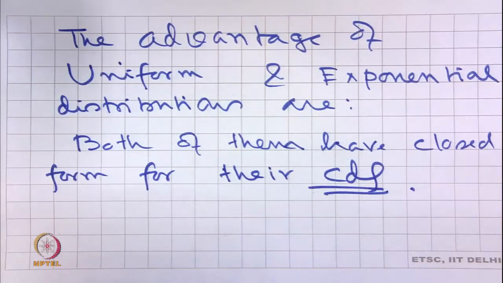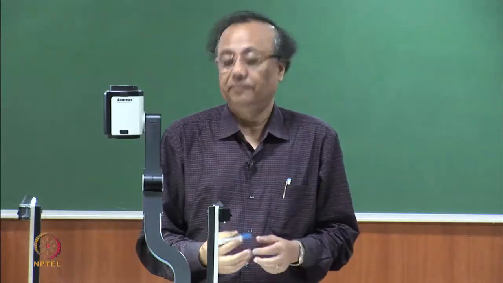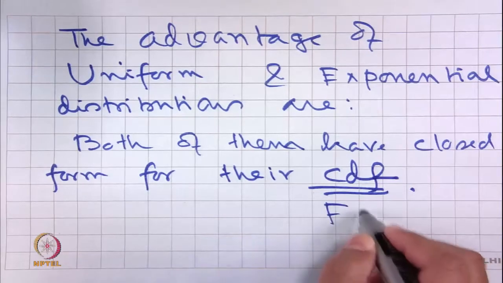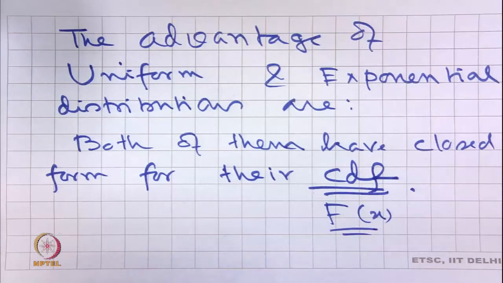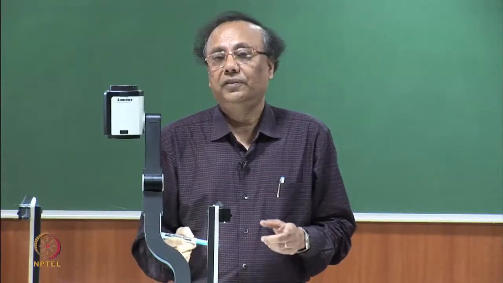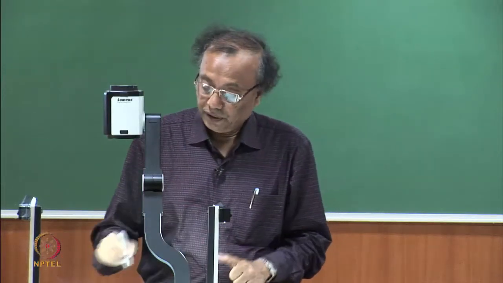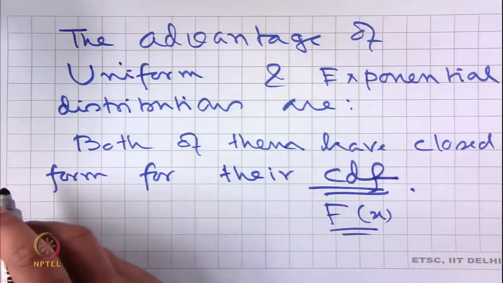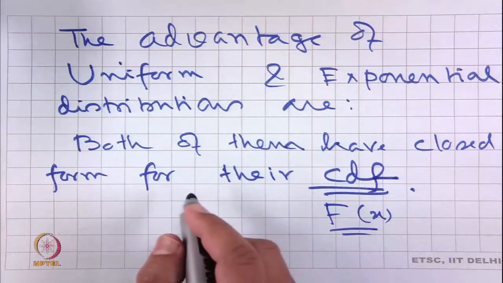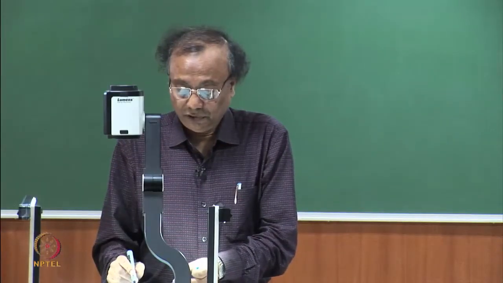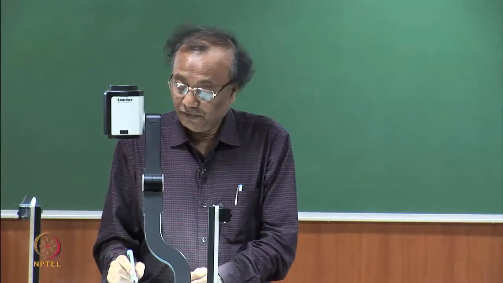And we know that in the distribution of order statistics, CDF or capital F x plays a very important role, because it comes in the PDF of the rth order statistic. And therefore, the advantage of these two distributions is that we can easily handle them under order statistics. So, no wonder that most of our examples for this topic have come from uniform and exponential distribution.